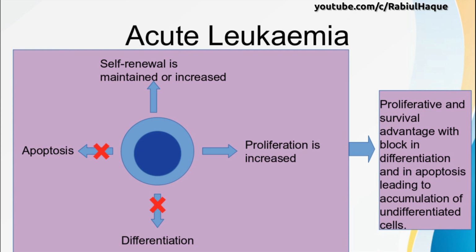So this slide is summarizing the pathogenesis. In the center we can see a lymphoblast, and as we can see, apoptosis and differentiation of this lymphoblast has been blocked, and at the same time self-renewal is maintained or increased, and proliferation is also increased, and all these things are leading to proliferative and survival advantage and blockage in differentiation and apoptosis, and ultimately all these things are leading to accumulation of undifferentiated cells.